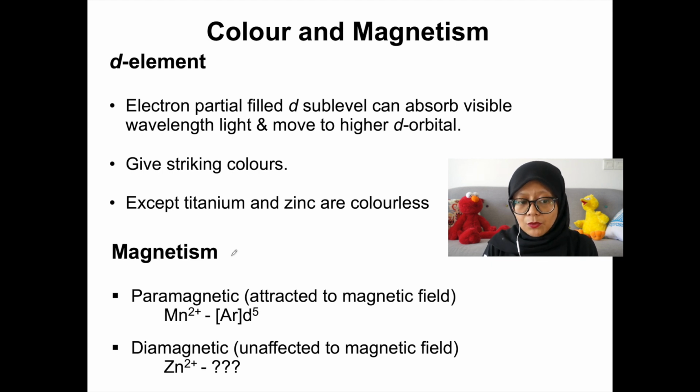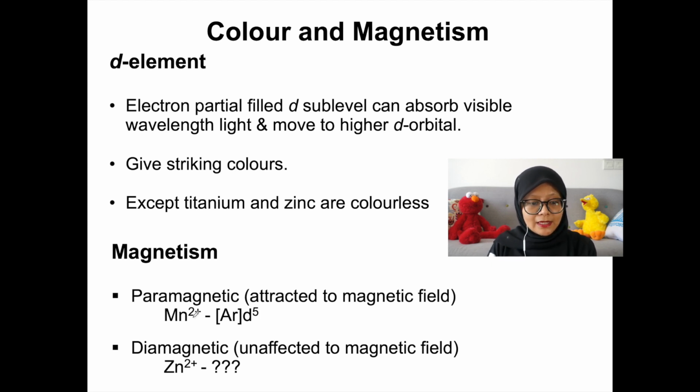As you already know, we need to know two terms of magnetism. First one is paramagnetic, where it is attracted to a magnetic field. And how to determine this paramagnetism? It must have at least one unpaired electron. And then the second one is diamagnetic. It is not attracted to a magnetic field, and they have paired electrons.